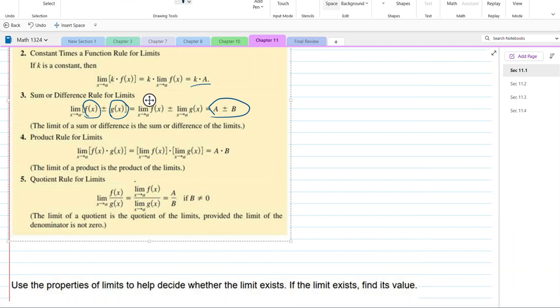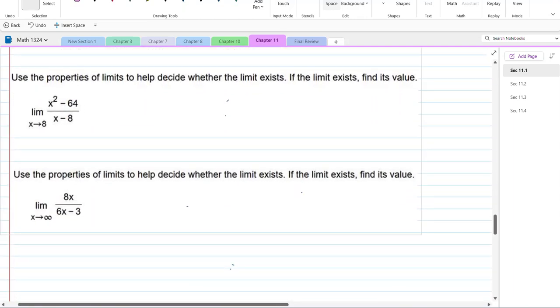Now, this one we did in an example. We take the individual limits, so long as b does not equal 0, because we can't divide by 0, it's undefined, then we can have a limit. All right. So we're going to use the properties of limits to decipher if a limit exists. If a limit does not exist, find the value.